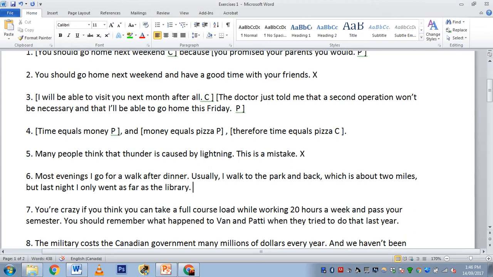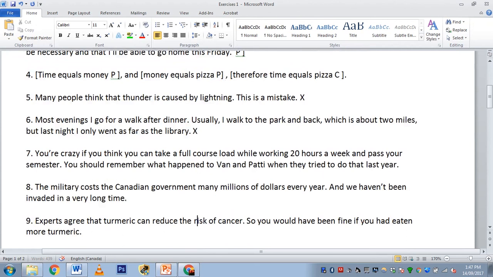Because the thing that picks out arguments is the evidence, the evidential relation, like reasons to believe. You could give, or attempt to give, reasons to believe that thunder is not caused by lightning, but this isn't doing that. Okay, so we agreed that this thing is just an anecdote, right? Yeah, I'm just telling us. Okay, so you're crazy if you think you can take a full course load while working 20 hours a week and pass your semester. You should remember what happened to Van and Patty when they tried to do that last year. Argument or not an argument?